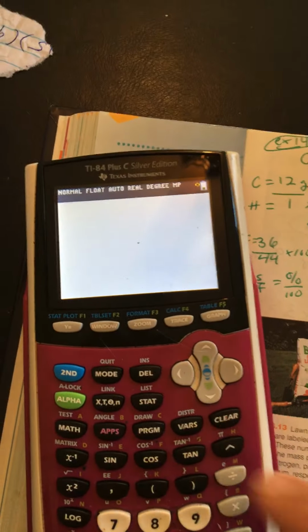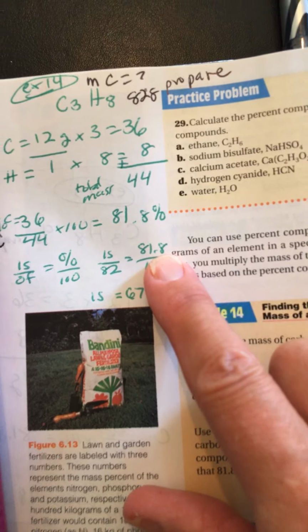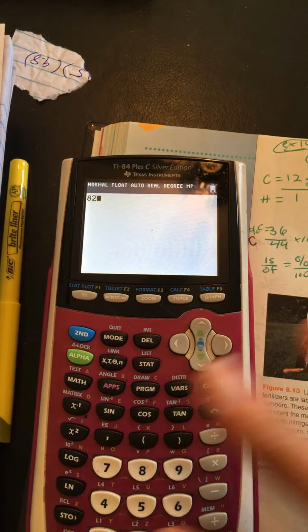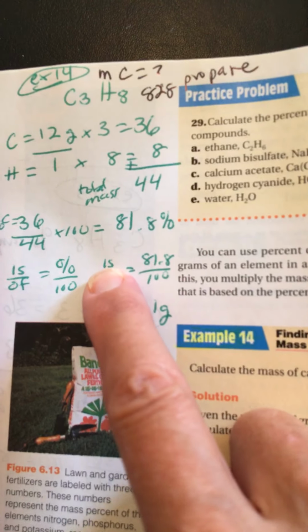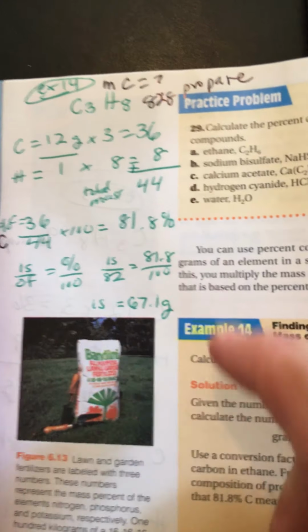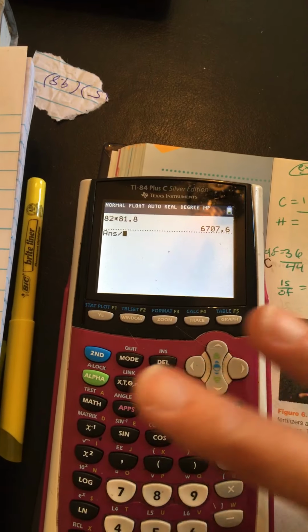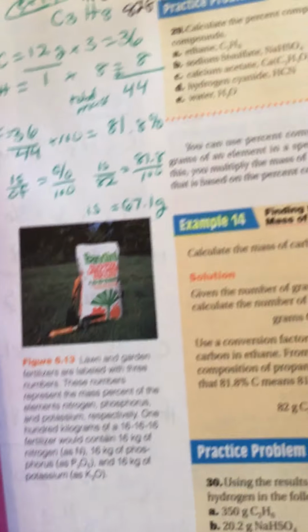Okay, I'm going to clear out what's in here so it looks better. So I'm going to do 82 times 81.8. And then on the other side, I have x, our unknown, times 100. And so to get x by itself, I do the opposite of multiplying times 100, and I divide by 100. And it's 67 grams. So let me show you what I did there a little bit more clear.